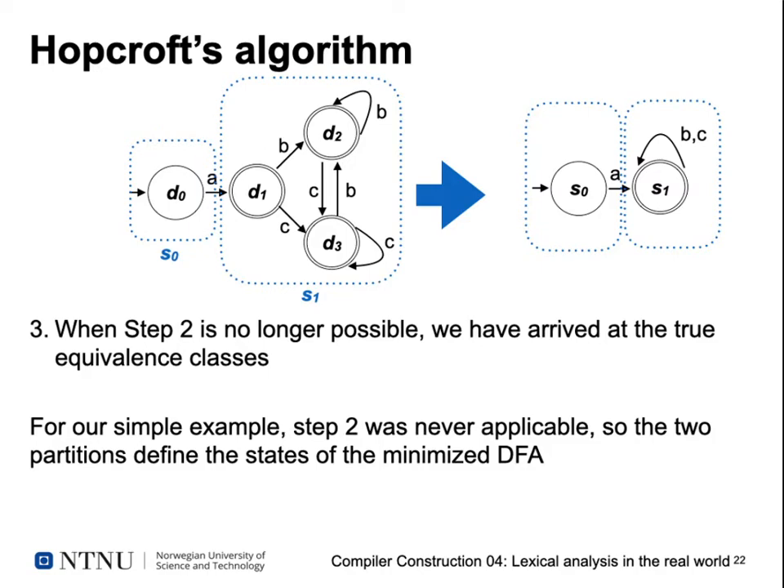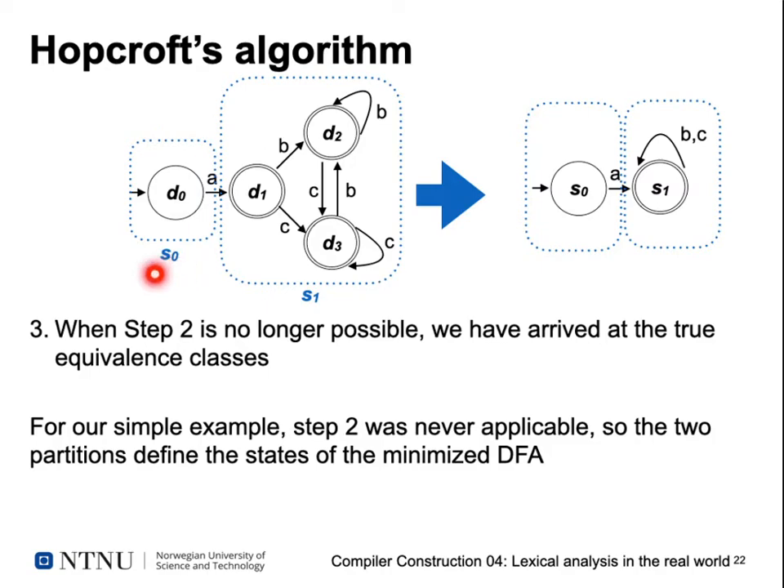Now, for our very simple example here, actually step 2 was never applicable. So what we find out is we couldn't find anything to split up here because we'd always end up in one of these states here. And this means that all of these states here are actually identical. So D1, D2, and D3 are in one equivalence class, whereas D0 is in the other equivalence class. And so we can now join these states.